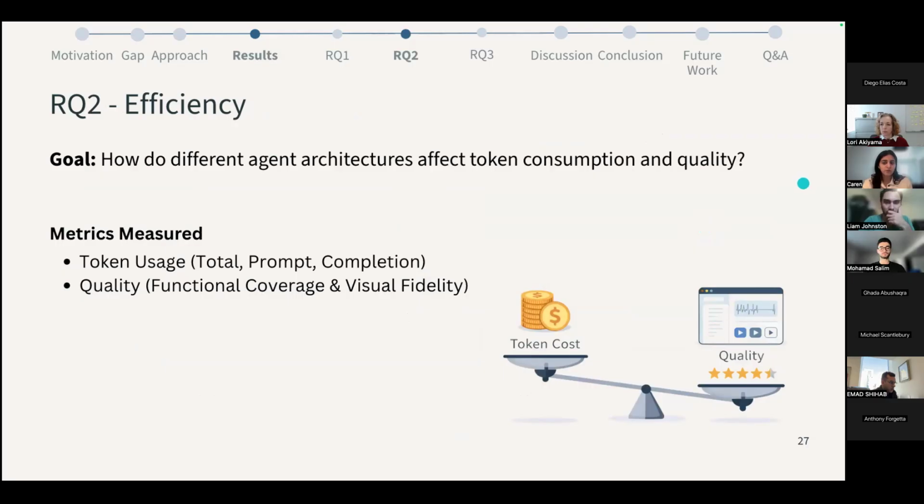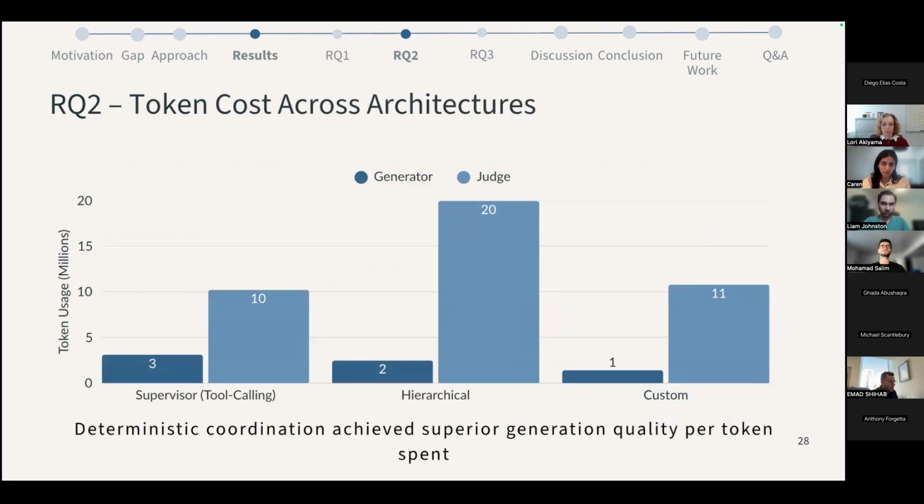While generation quality is important, we must also consider the computational cost of these systems. So for the second research question, we analyzed how different agentic architectures affect cost efficiency. Specifically, we measure token usage, including prompt and completion tokens. In addition, we compared the resulting generation quality in terms of functional coverage and visual fidelity against the consumed tokens. This allows us to study the trade-off between costs and performance across architectures.